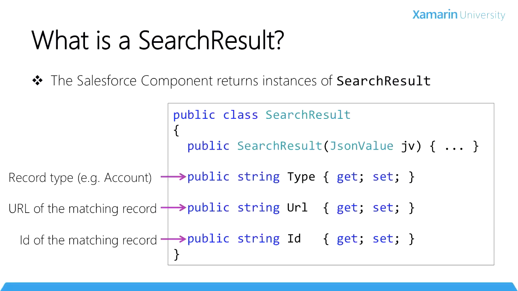So each search result contains the object name, the REST style URL of the record, the ID of the record, and this is likely the most important value since you can use a SOQL query from this point forward to find out more details about the matching record. So it's really important that our queries do include an ID.